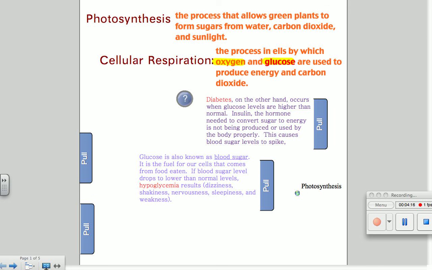Sorry about all that mess over there. But two disorders that are associated with this are diabetes, and this is the disorder where our bodies don't produce enough insulin, which is needed to take that glucose and form it into energy. And then the other one is hypoglycemia, and that's when our blood sugar levels drop really, really low.